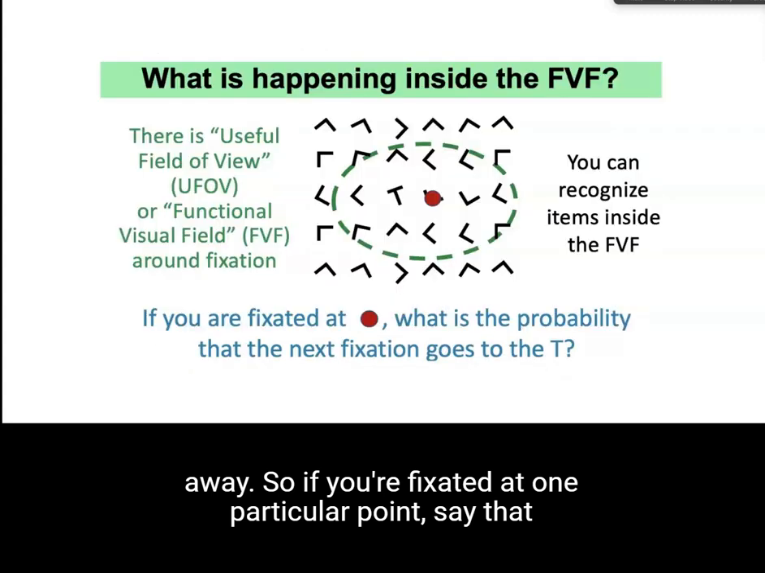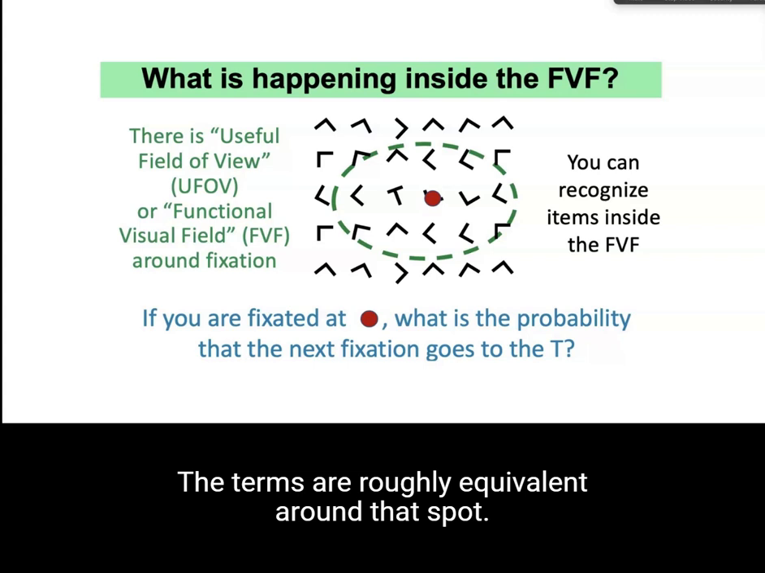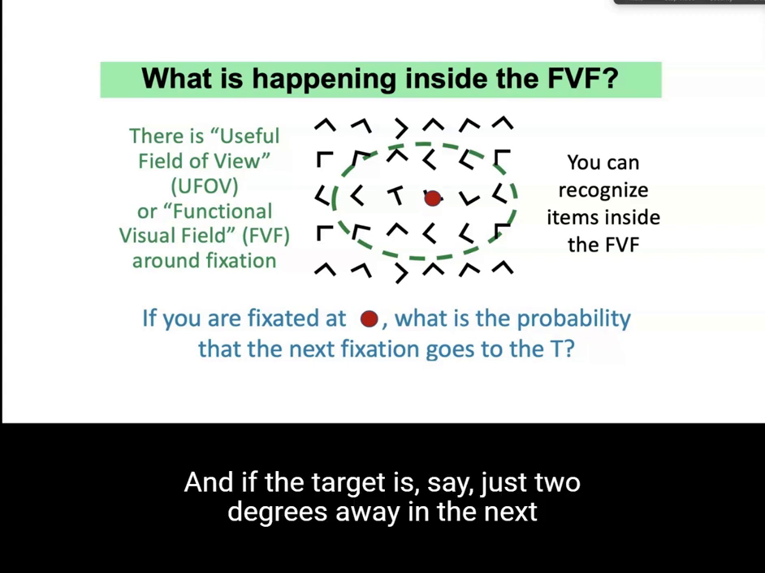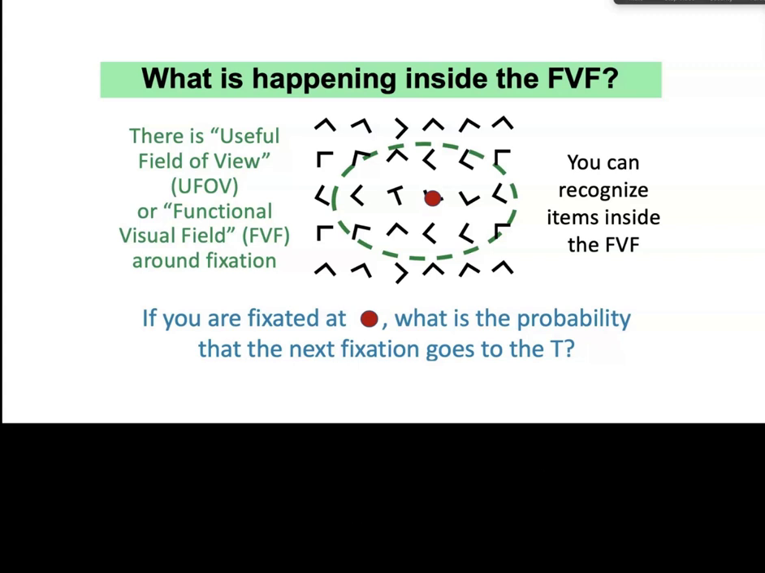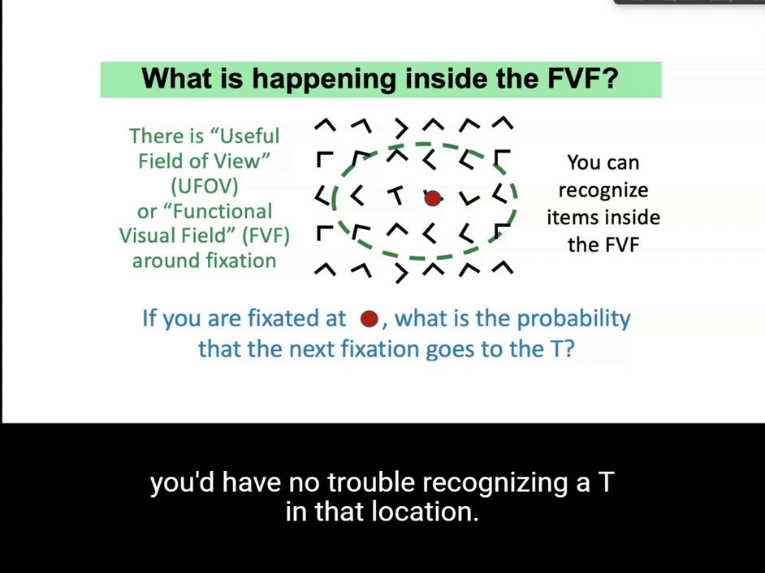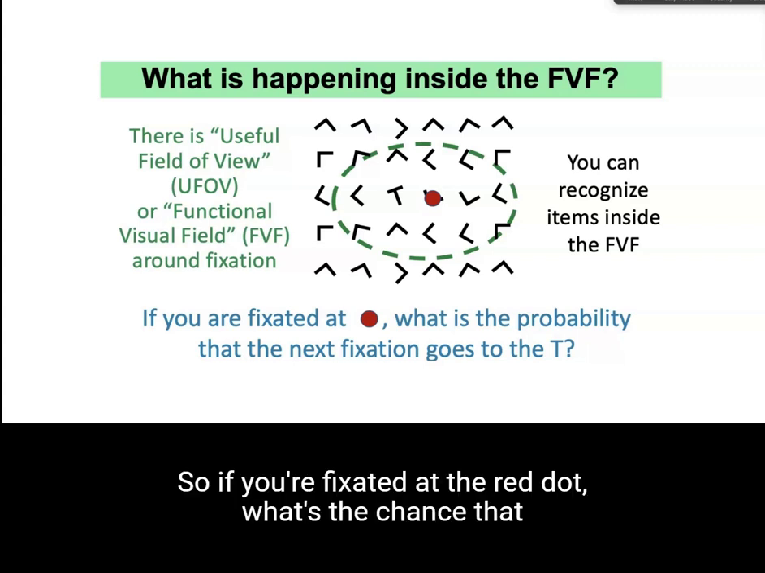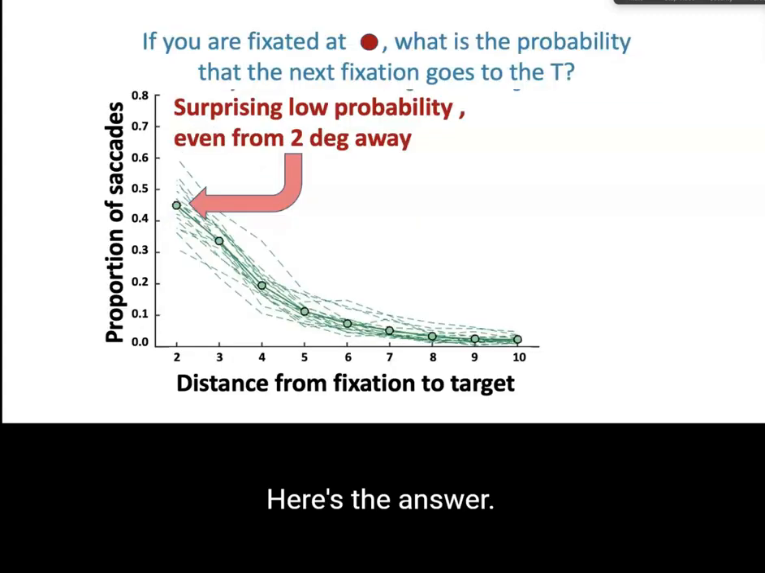So if you're fixated at one particular point, say that red dot, there is a useful field of view or a functional visual field, the terms are roughly equivalent, around that spot. And if the target is, say, just 2 degrees away in the next spot, it's well within that functional field. That means, among other things, that if I cued that location, you'd have no trouble recognizing a T in that location. So if you're fixated at the red dot, what's the chance that the next fixation is going to go to the target? Here's the answer.